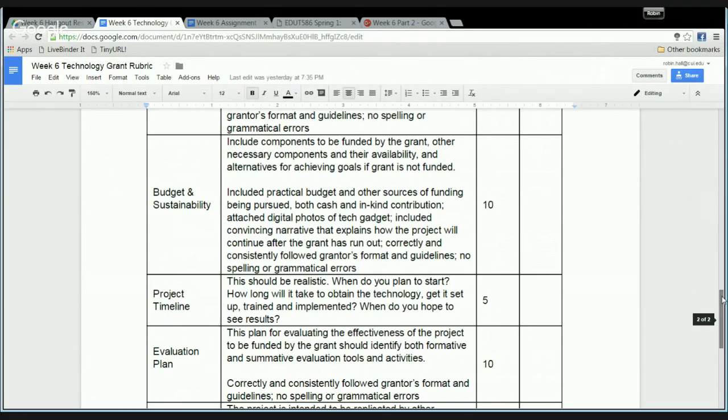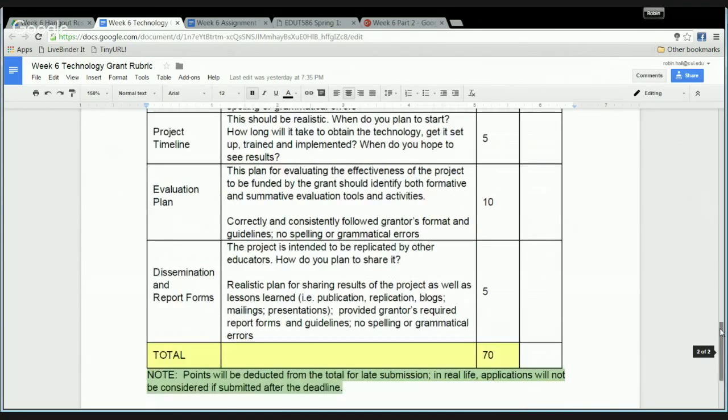The project timeline, and how you're going to evaluate your success. This says both formative and summative evaluation tools and activities. And remember, I mentioned they want indicators that are measurable. Happiness, unless you have some sort of survey where you can bring both quantitative and qualitative data to bear, is not considered an outcome. So make sure that you are thinking in the way of measurable indicators here.